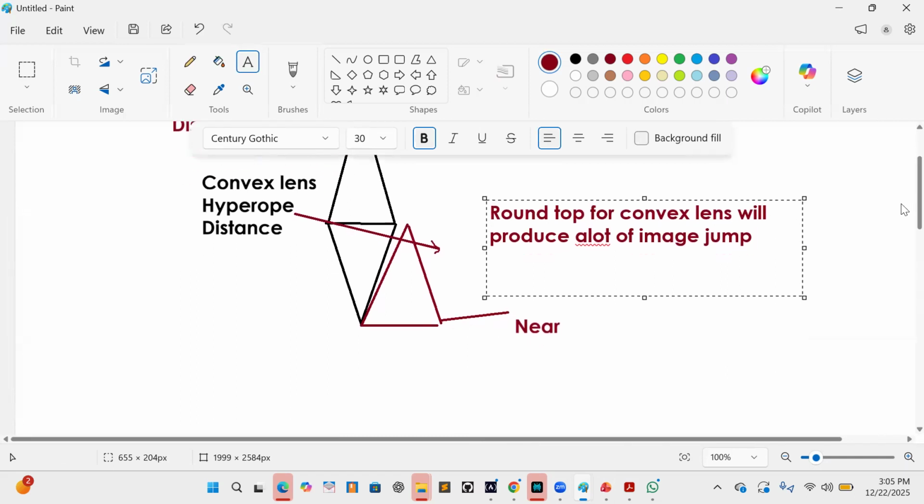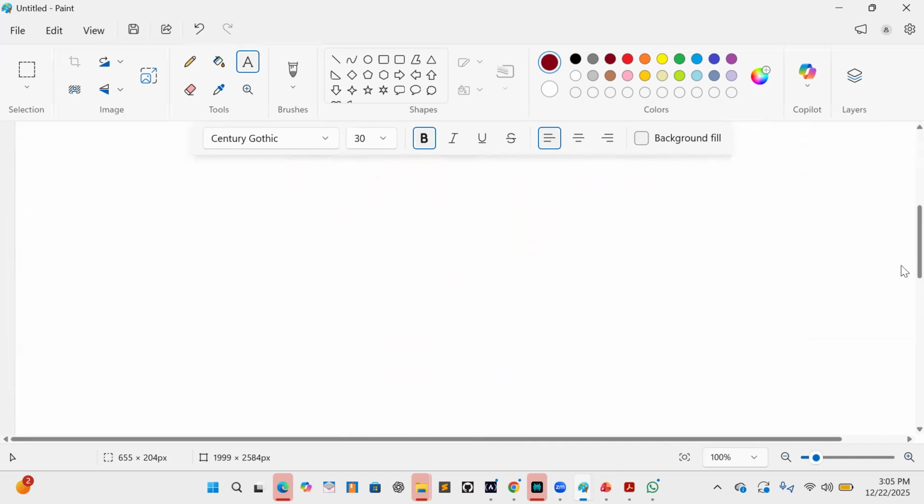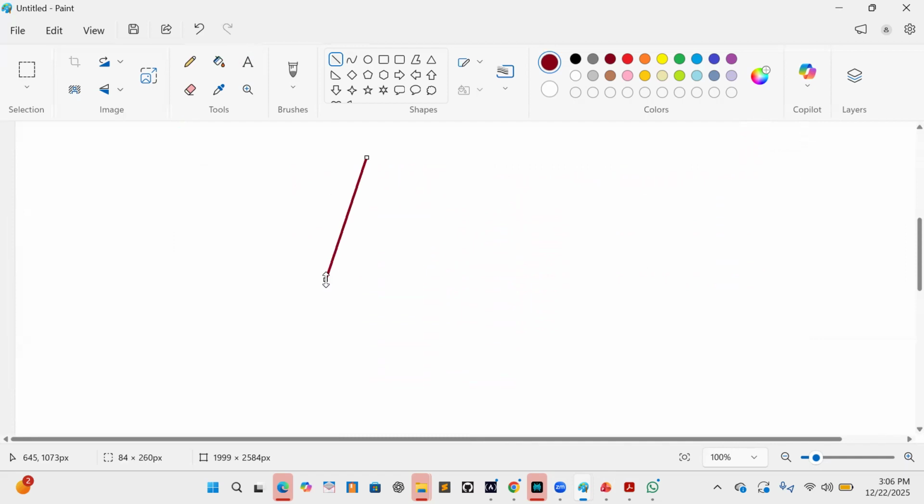So that means, let's do the other one. Let's do the flat top for a convex lens. So again, this is a distance, because that's how to think about it.